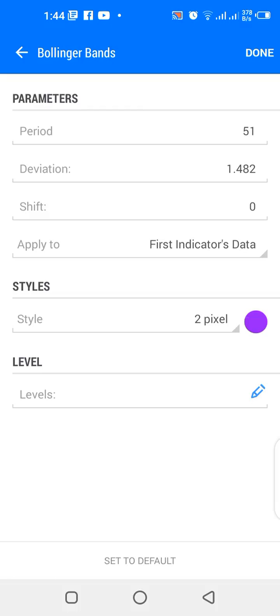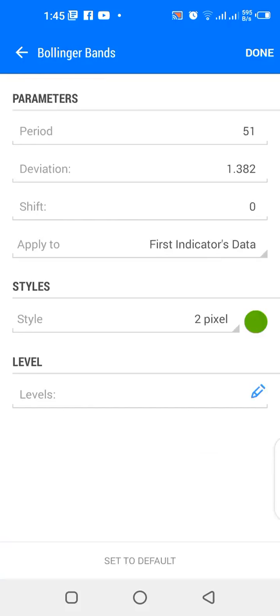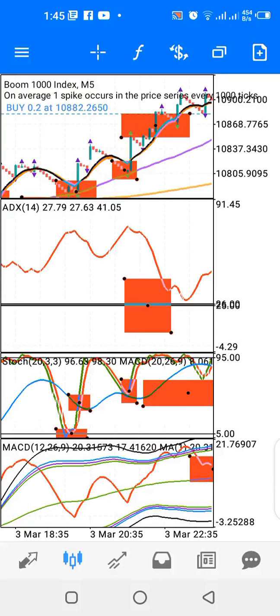For this particular parameter, the deviation is 1.482 and the shift is 0. Apply to first indicator's data, and this time around the color is purple. And the last Bollinger Band is still 51 period, but this time the deviation is 1.382. The shift is 0. Apply to first indicator's data, and the color is green. Now let's look at how this works.